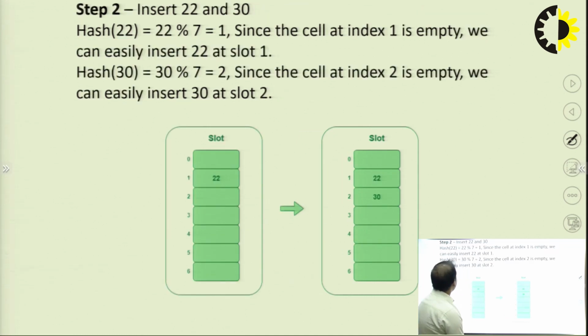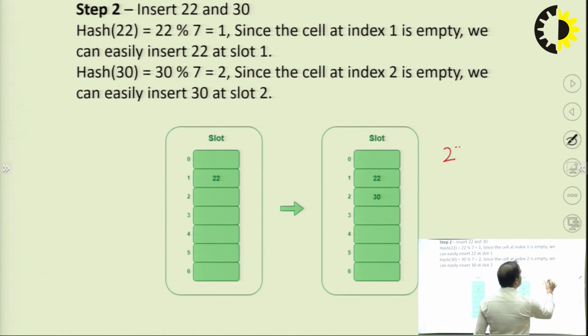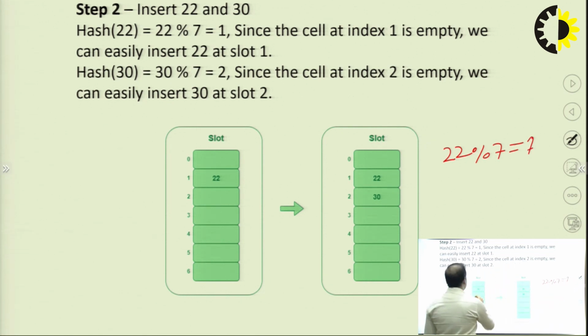Now we have to find 22 mod 7. The first element is 22 mod 7. The value would be 1. We have to insert 22 at position 1. Now the next element is 30. 30 mod 7 gives 2. That means we have to insert 30 at the second position. There is no collision till now.